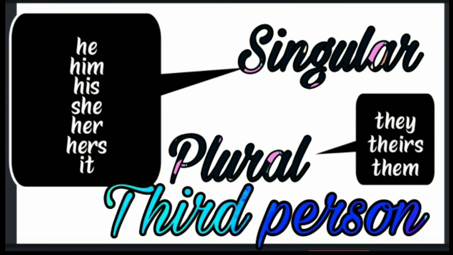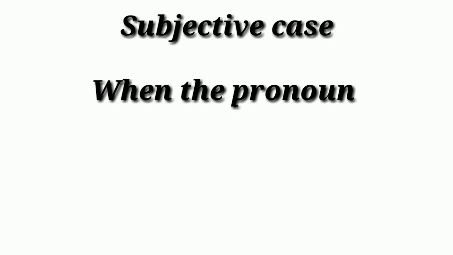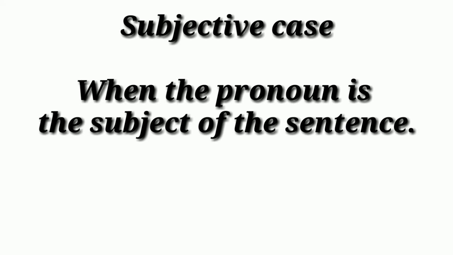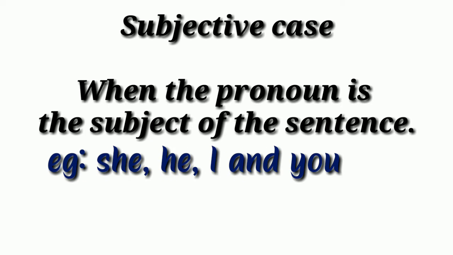And in the third person, in singular form, we use he, him, his, she, her, hers and it. And in plural, they, theirs and them. Like nouns, personal pronouns also have cases. Personal pronouns are said to be in subjective case when the pronoun is the subject of the sentence. For example, she, he, I and you.